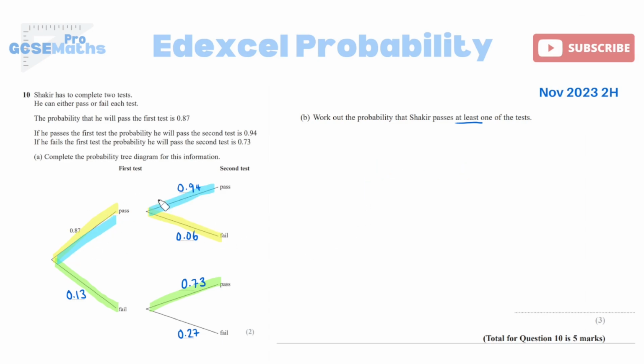So let's work out each of these. The yellow one, we have to multiply between branches. When we're working out probability trees, we always multiply between the branches, because when you go along a branch, we're saying pass, or pass and fail. And the and rule means multiply. So obviously we're going to multiply those in our calculator, aren't we? 0.87 multiplied by 0.06 for yellow. For the blue, 0.87 multiplied by 0.94. And for the green, 0.13 multiplied by 0.73.